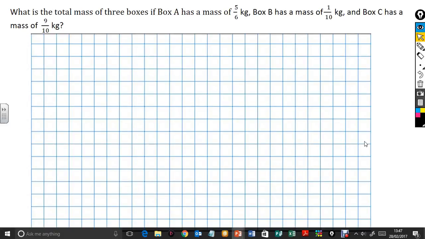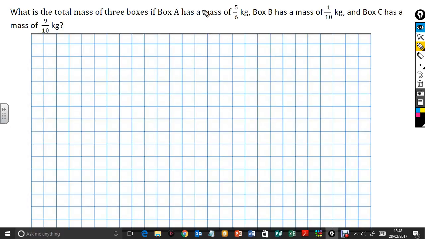Right. The question is, what is the total mass of 3 boxes if box A has a mass of 5/6 of a kilogram, box B has a mass of 1/10 of a kilogram, and box C has a mass of 9/10 of a kilogram?